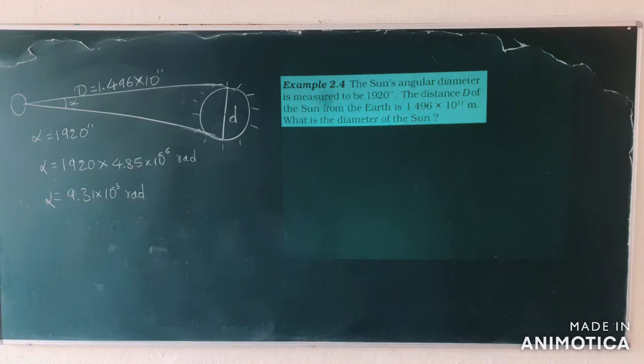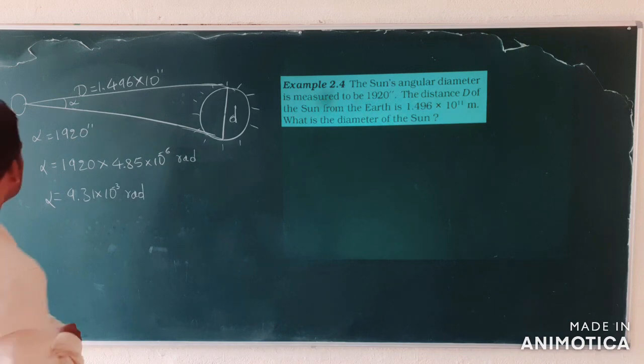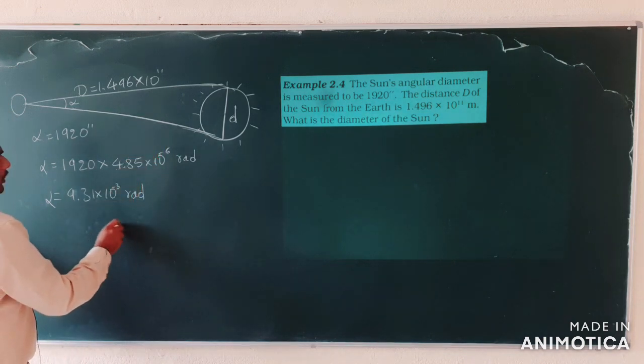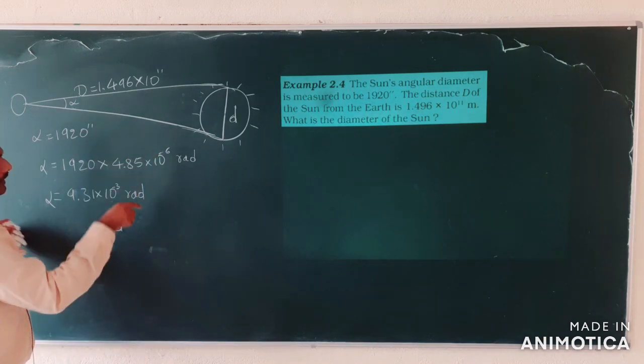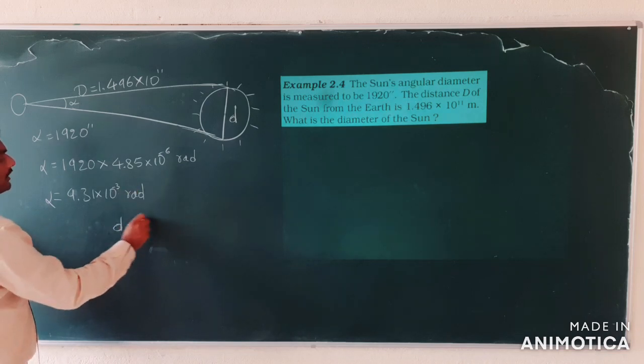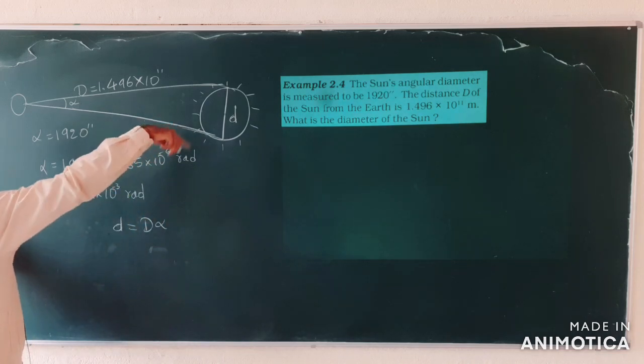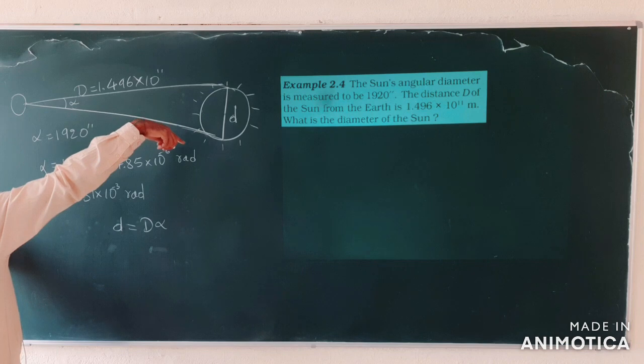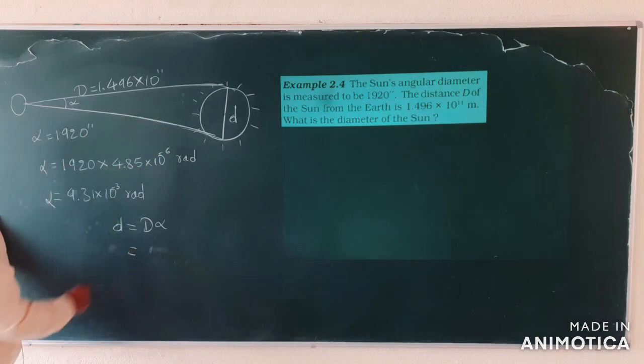And the diameter this time is small d. So that small d, arc length S is equal to capital D alpha. The arc length is d, and that's what has to be found.